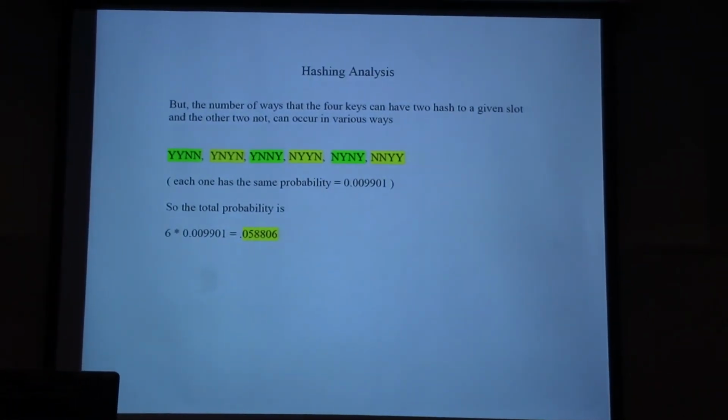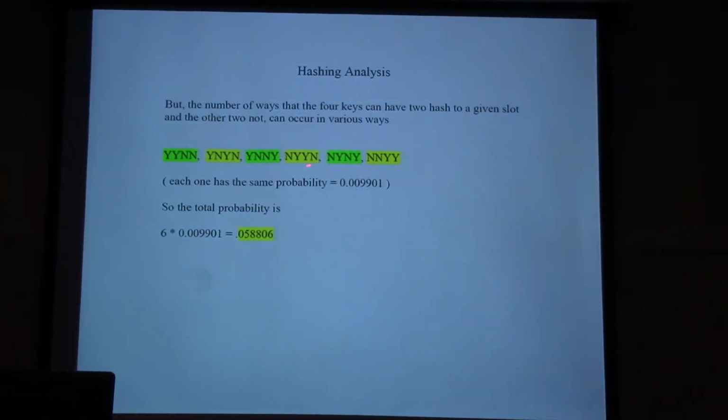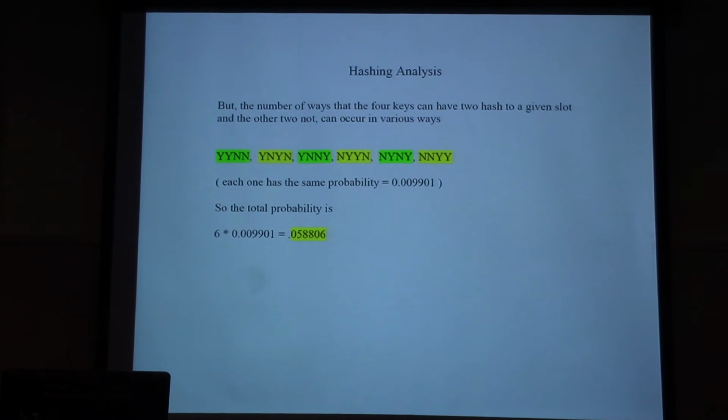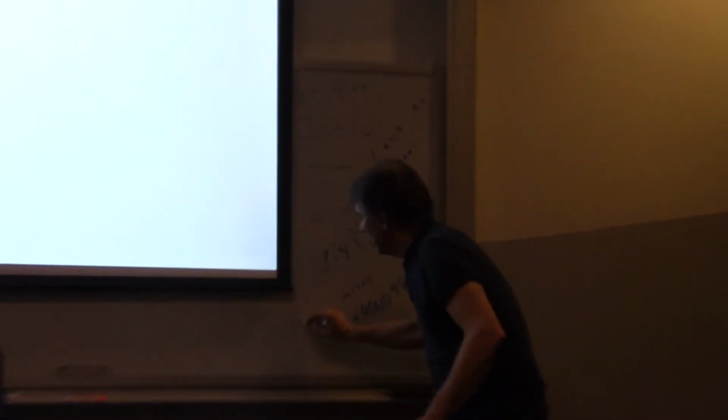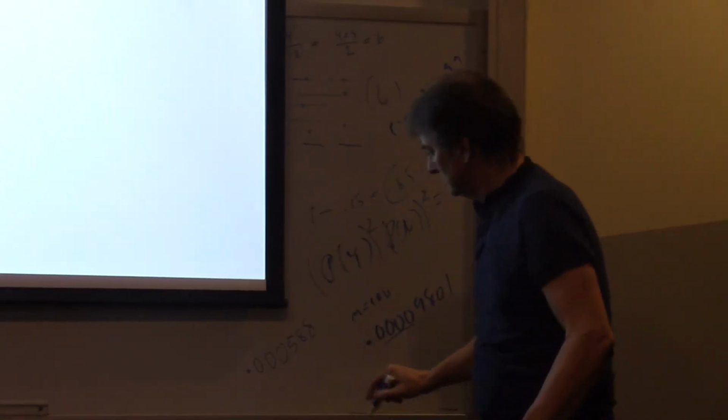Okay, and we know that there are 6 ways to do this. These are the 6 permutations. So we're going to take this number and multiply it by 6, and so this is again wrong. The true answer should be 6 times the correct number. That's going to be 0.000588.